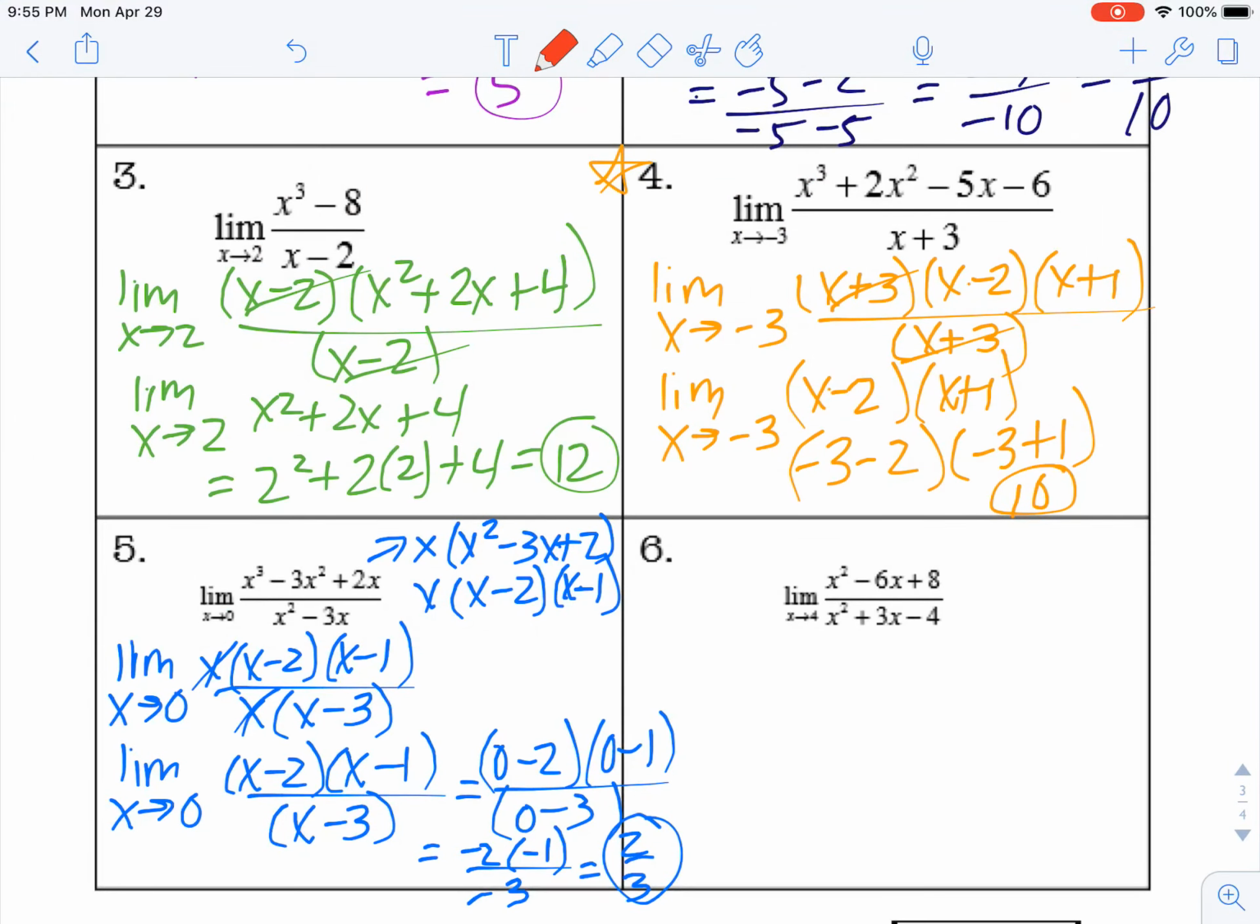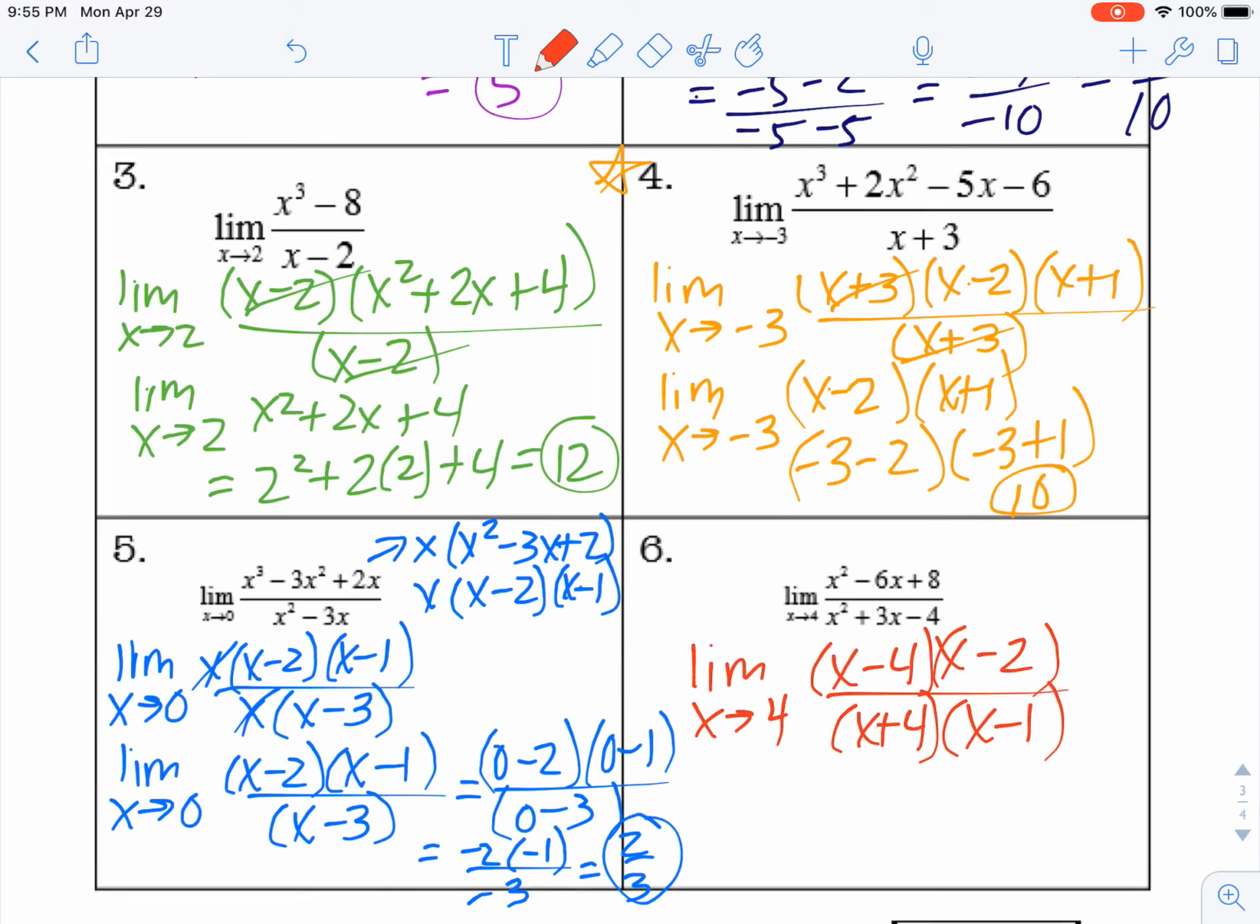Okay, last one on this page. Not too bad at factoring. That's going to factor into x minus 4, x minus 2, x plus 4, x minus 1 in the denominator. All right, nothing cancels, so we're just going to plug in 4.